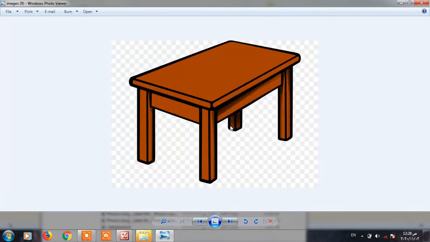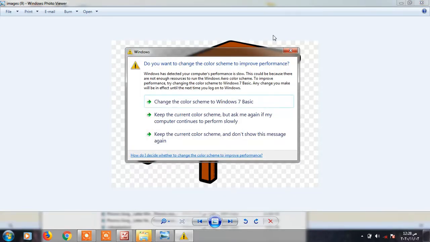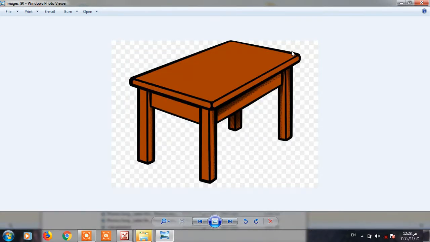Finally, KG1, what's this? Yes, table. Good, KG1. How many tables are there? There is one table. So KG1, we use there is when we talk about one thing. One table, one cat, one dog, one spoon. We say there is one.